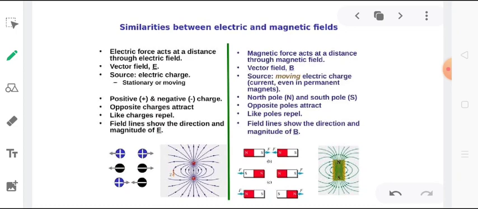Now, in case of electric field, there are positive and negative charges that are responsible for creation of these fields, while in case of magnetic fields, we have north pole and south pole in the magnets. Now, two important rules regarding both electric charges and magnets: like charges repel, opposite charges attract. Similarly, like poles repel, opposite poles attract. When it comes to representation of the electric field and magnetic field, in both the cases we are having field lines. So these are the similarities.